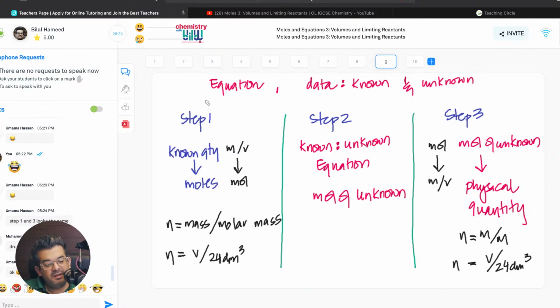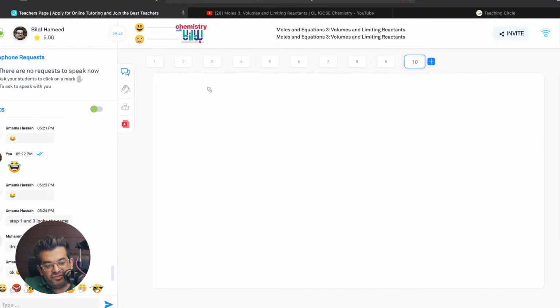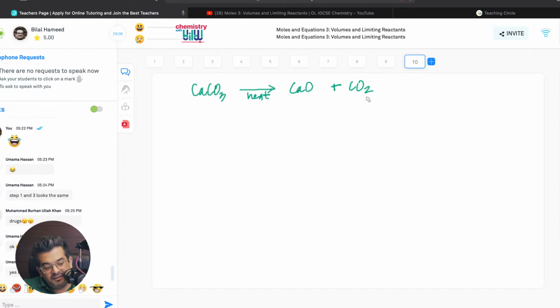Okay, so we have done these 3 steps in the previous class also. So now let's apply all of this information. Let's take a beautiful question. It is beautiful because I love calcium carbonate, because I love the term limestone. Now let us say that I have calcium carbonate, and I know when I heat calcium carbonate, it gives me calcium oxide and carbon dioxide.